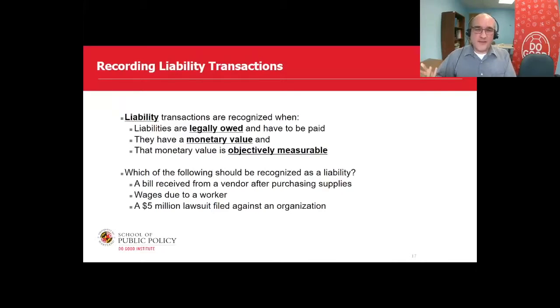But a $5 million lawsuit filed against an organization is not recognized as a liability transaction unless the organization loses the lawsuit. Just because someone says that it lays a claim to your organization owing $5 million doesn't mean that you actually do owe $5 million. So you're not obligated to record that as a financial event unless something bad happens to you in court.